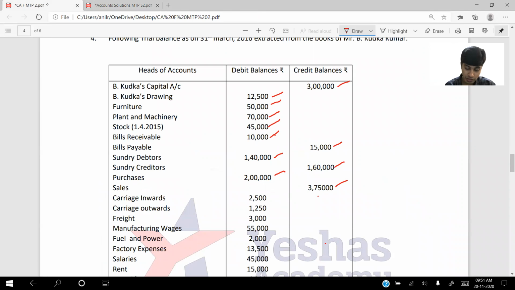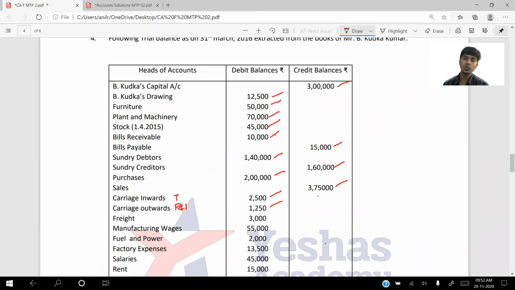Next, carriage inwards, direct expense, trading account debit side. Carriage outwards is indirect expense, P&L account debit side. Both are debit side only. One is in trading account. Carriage inwards comes in trading, carriage outwards comes in P&L. When would it come in trading? When would it come in P&L? Direct expenses come in trading, indirect expenses come in P&L. Carriage means to carry the goods and then bring. You incurred expense, carriage. Those expenditures can be incurred to bring the goods into the shop or can be incurred to sell the goods to the customer.